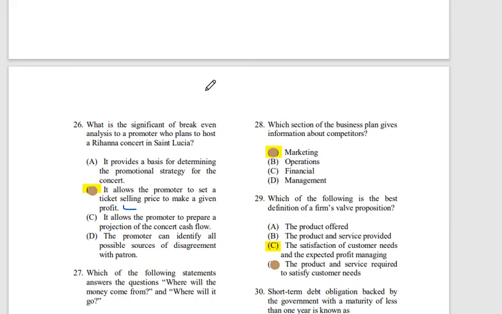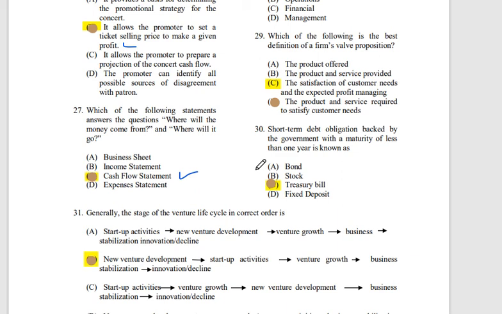So, question 28 says, which section of the business plan gives information about competitors? That's market. That's the marketing part of the business plan. Which of the following is the best definition of a firm's value proposition? And that's D.